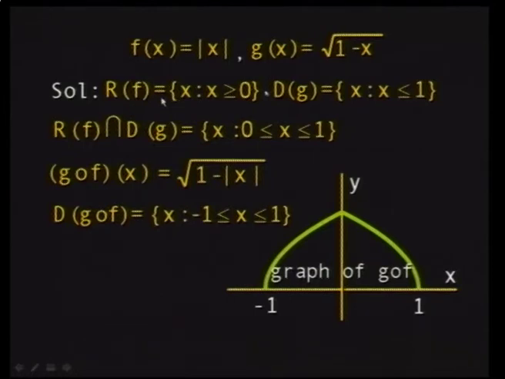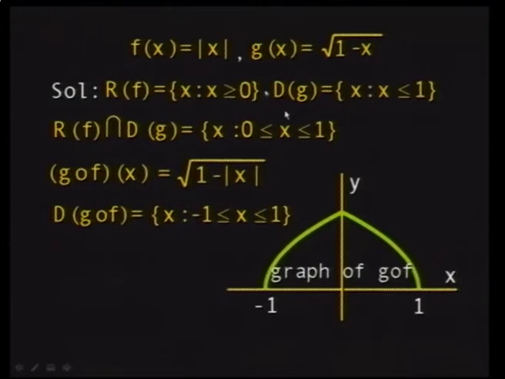Now f here is what? This is the inner function, x greater than 0, and here x lies between -1 and 1. The domain of the composition here is all values of x between -1 and 1. Now here, again, we have f of x equal to mod x, which is the first function. The first function which operates is the square root of 1 minus mod x.